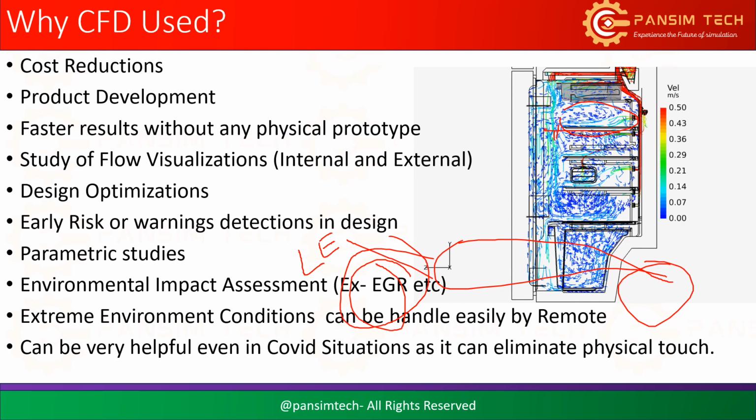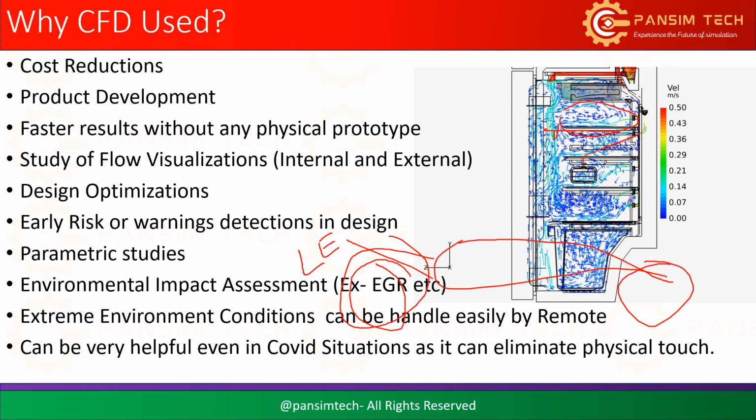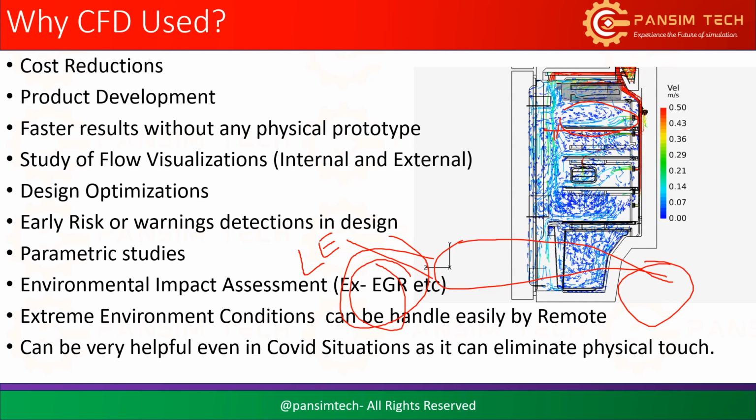Now coming to the extreme environment condition. Let's say there is a particular device where the ambient temperature, that means the surrounding temperature of that device, is minus 50 degrees C or maybe minus 10 degrees C. Is it possible to go into that extreme environment? No, because it may be harmful. We have to take lots of precautions before going to that environment. But in CFD, everything we do virtually, so instead of going there, we can handle it here on a computer.